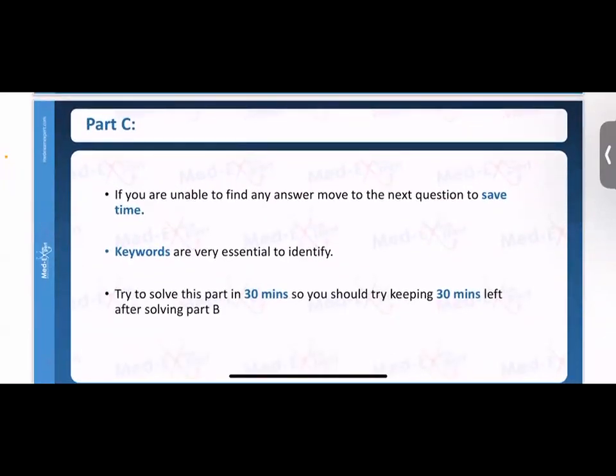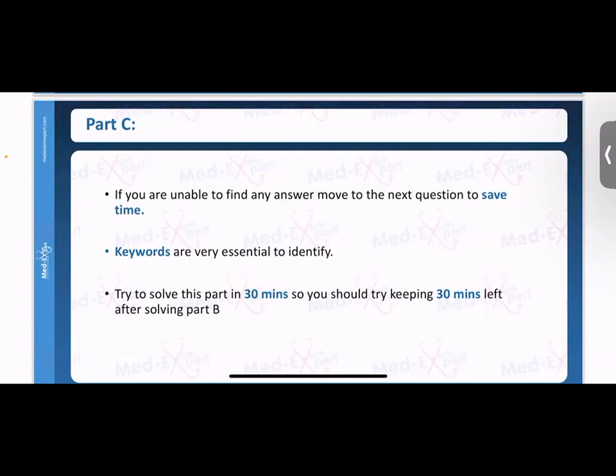If you are unable to find an answer, move to the next question to save time, because a lot of candidates don't stick to this advice, and they waste a lot of time on only one question, and in this way they may lose all of their marks because most of the paper is unattempted. So never make this silly mistake. If you are unable to find the answer, please don't ever waste your time on that question. Please proceed to the next one.